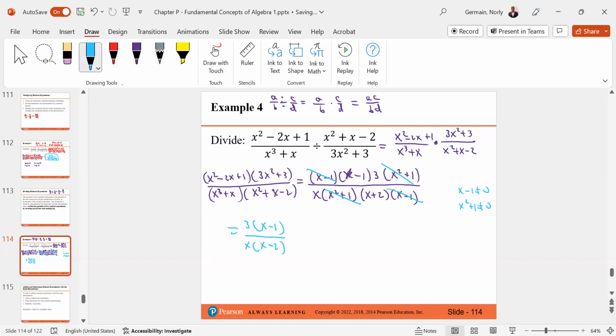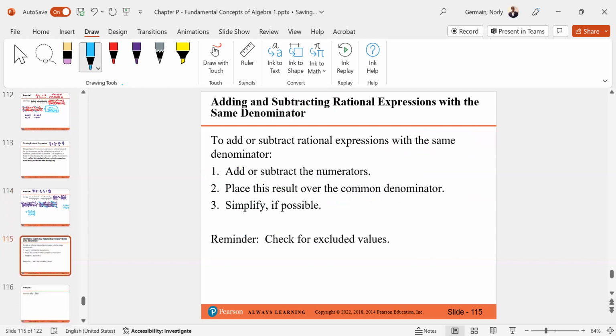dividing rational expressions. Because we try to do one example of each, let's go very quickly on adding and subtracting rational expressions with the same denominator. We add and subtract rational expressions with the same denominator by adding or subtracting the numerators and keeping the denominators as is.